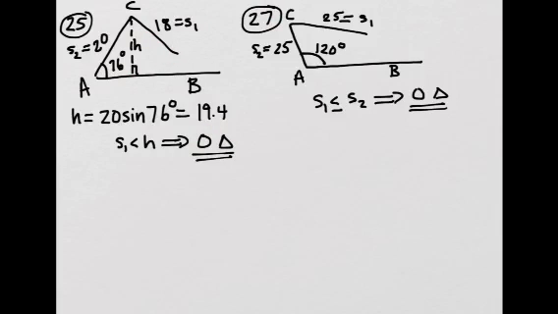For 27, you have an obtuse angle, 120. This side and this side are equal. So that means that when this one swings over, it's going to land right here. So it's going to just be an angle. It's not going to be a triangle. So here you have no triangle because of this.